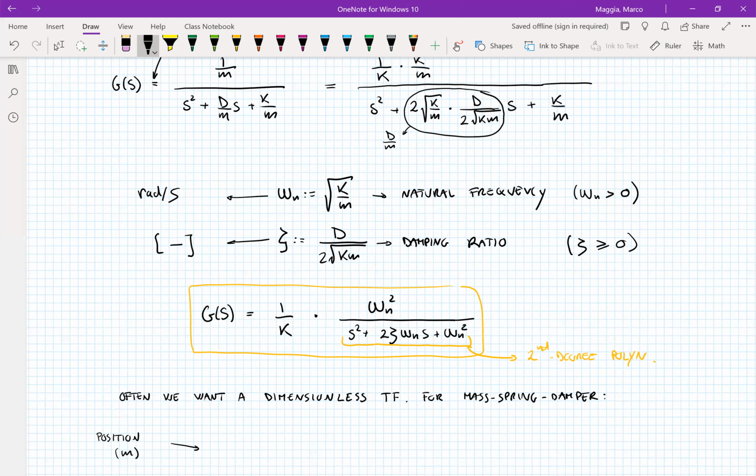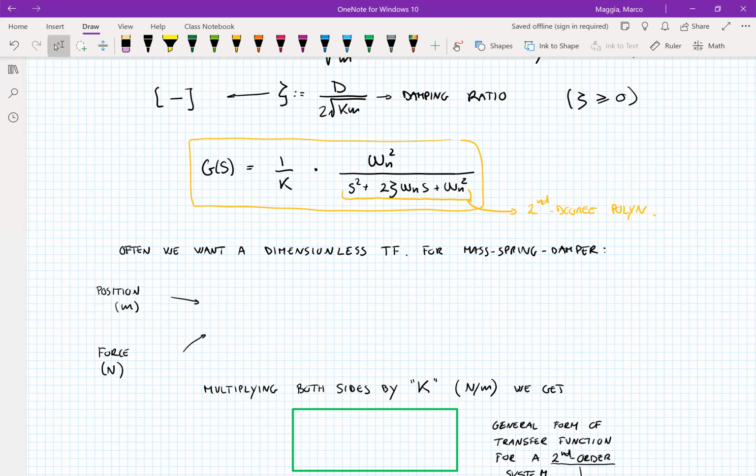Often, although earlier I said that the transfer function allows you to convert units, often you want a transfer function that is dimensionless. So the ratio doesn't have any dimensions. In this case, there's this 1 over k that retains some dimensions. So in the case of the mass spring damper, we've started with y over r. So as I said earlier, y is the position measured in meters, and r is the force measured in newtons for the specific example.